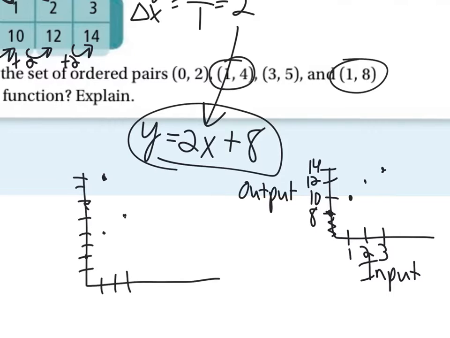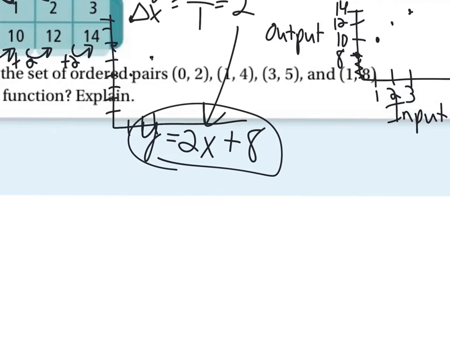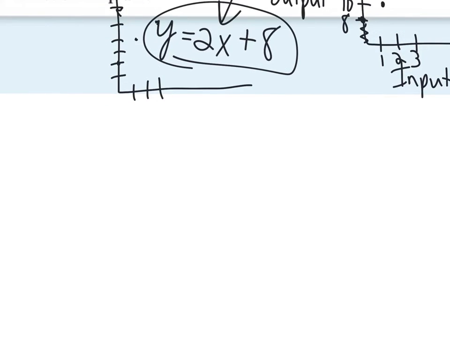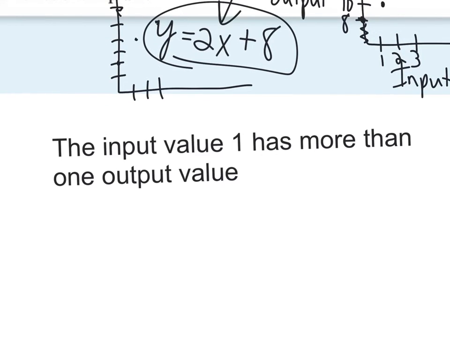That can't happen if it's a function. If it's a function, for every input we only have 1 output. For every x value we can only have 1 y value. So that's the reason why this one is not going to be a function. So this gives you an idea of how to work with patterns and linear equations.